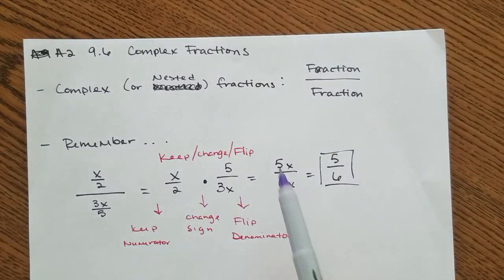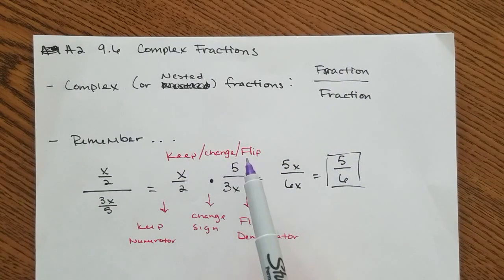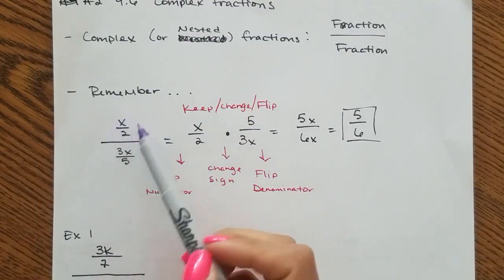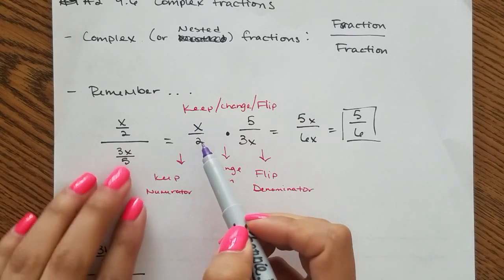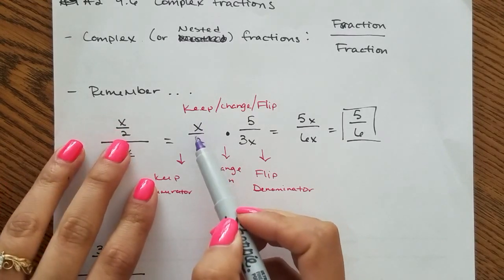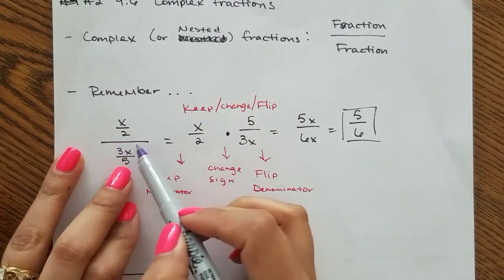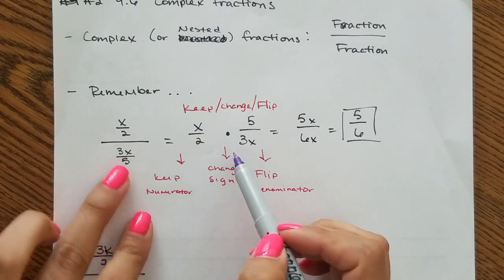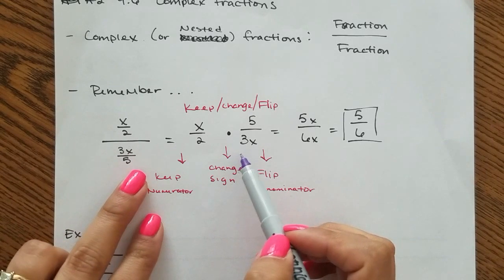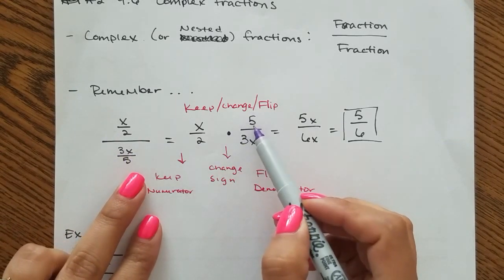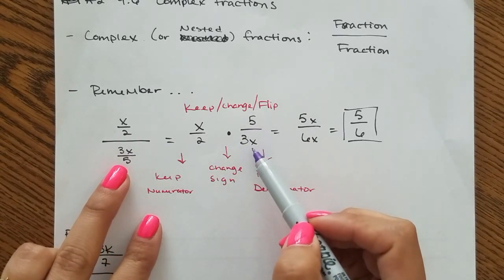Now when we went over this, I used the phrase keep, change, flip. When you have a fraction in the numerator and a fraction in the denominator, you keep the first fraction. So we have x over 2 in the numerator. You change the sign from division to multiplication, and then you flip the fraction in the denominator. So we have 3x divided by 5, and I'm going to flip it. I now have 5 in the numerator and 3x in the denominator.